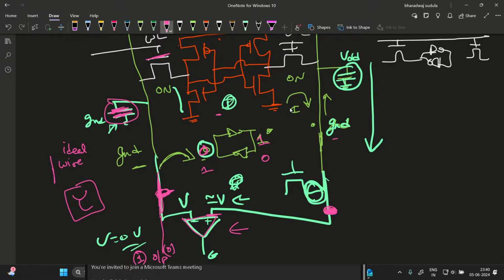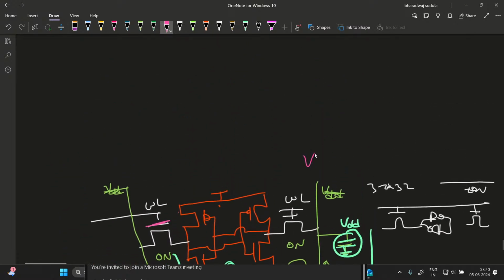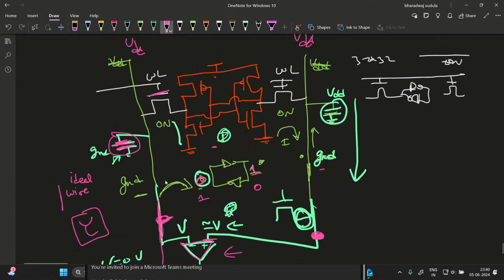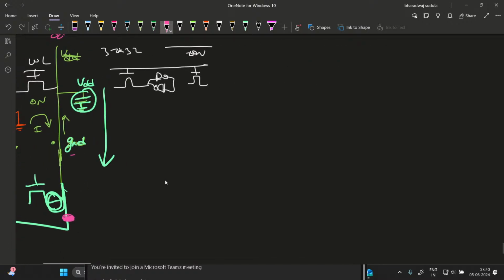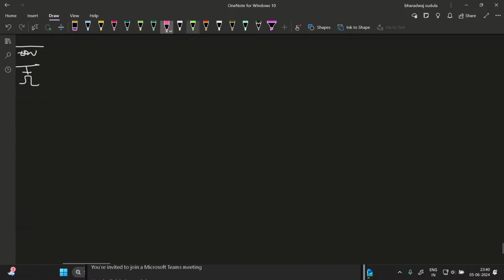Why we actually pre-charge it to VDD, not ground, will take some time to explain. We'll come to this again after the write operation.